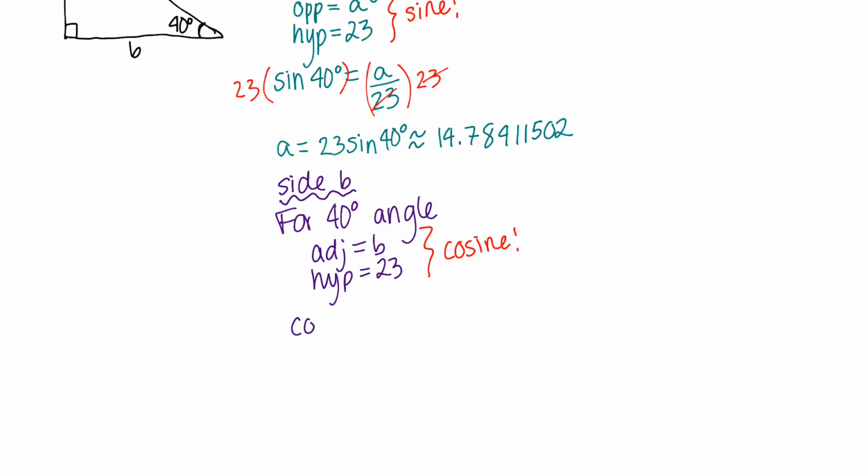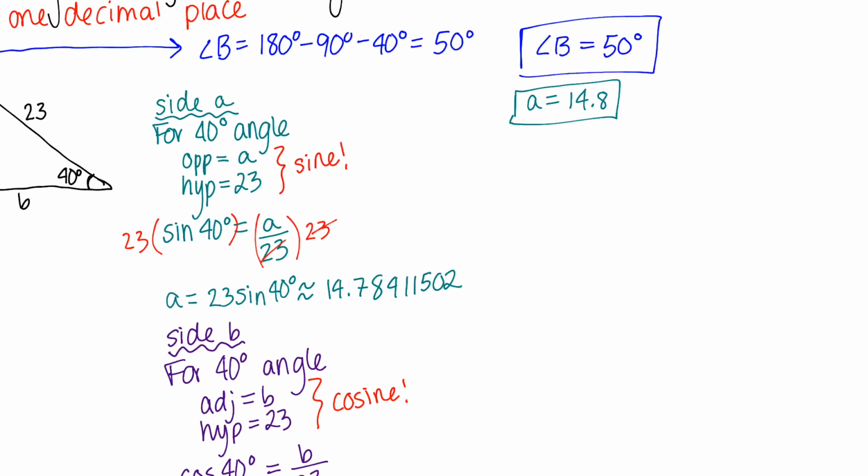So cosine of 40 degrees is equal to adjacent, which is B, over hypotenuse, which is 23. Using the same math that we did before, you're going to get B is equal to 23 cosine of 40 degrees. And plugging that into my calculator, I get 17.61, which rounds to 17.6. So up here, B is equal to 17.6.